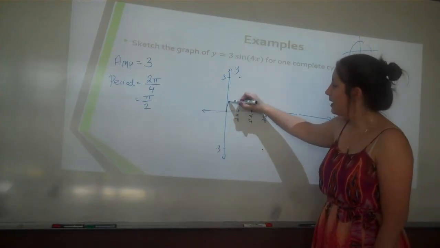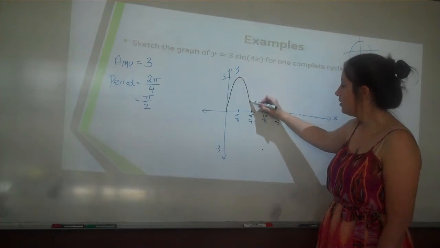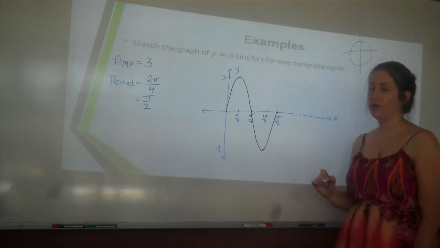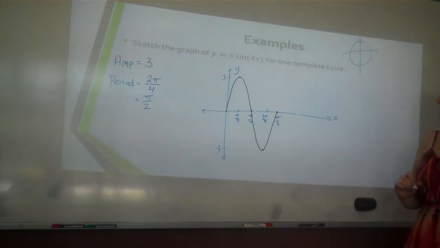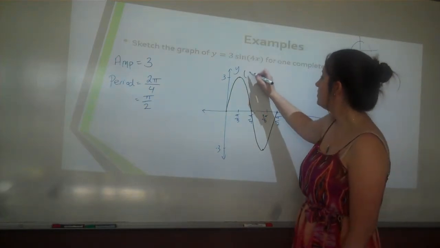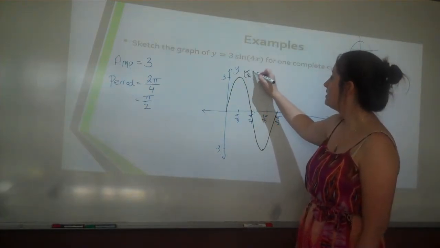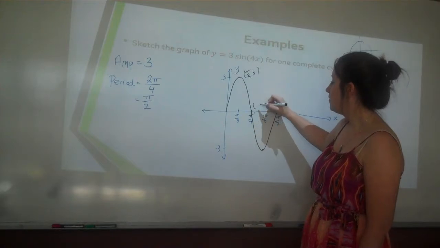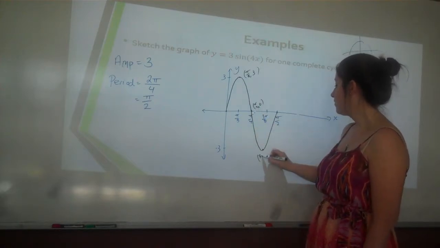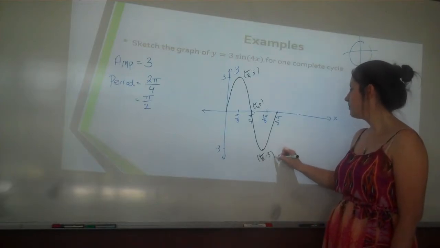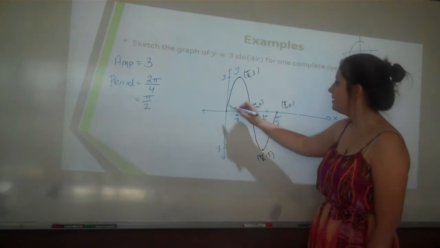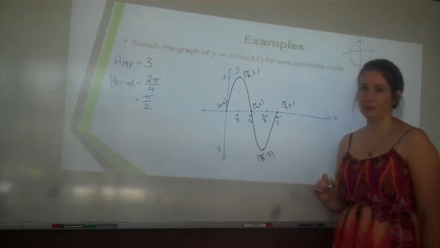I can now connect my points together like a dot to dot. Make sure that you're drawing one smooth curve. This is my graph. I've got one cycle. We can label the key points. So this is the point pi on 8, 3. This is the point pi on 4, 0. 3 pi on 8, negative 3. Pi on 2, 0. And starting at 0, 0.